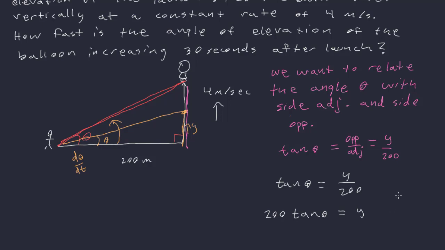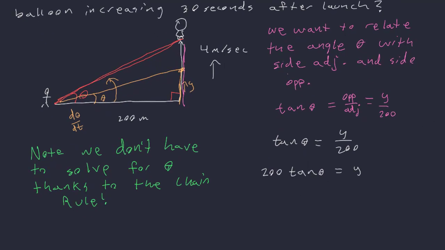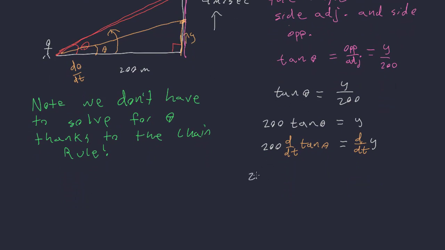Now, when some students do this, I see that they start trying to solve for theta. We don't have to do that at all because of the chain rule. And why is that? Well, if we just start differentiating both sides with respect to t, we'll have 200 times the derivative of tangent theta with respect to t. And that will be equal to the derivative with respect to t of y. Okay, so the 200 comes along for the ride.